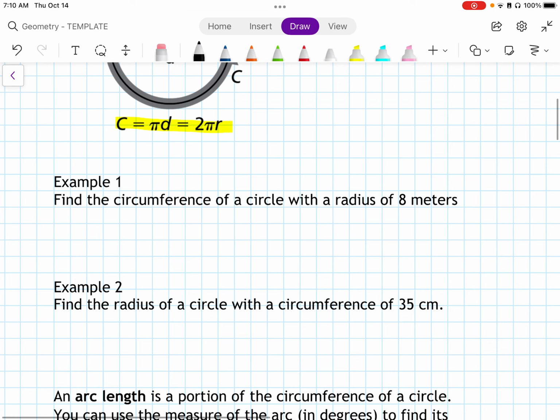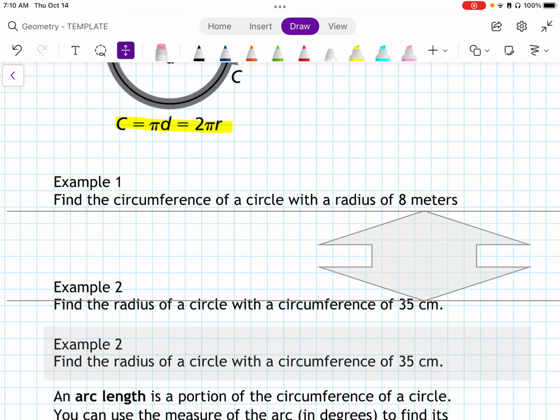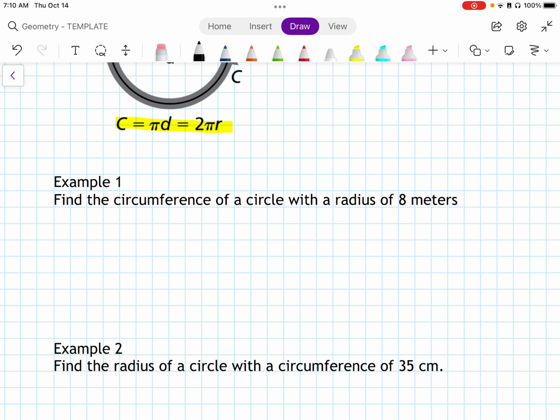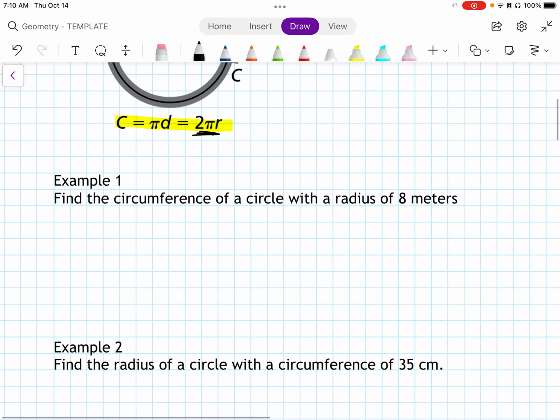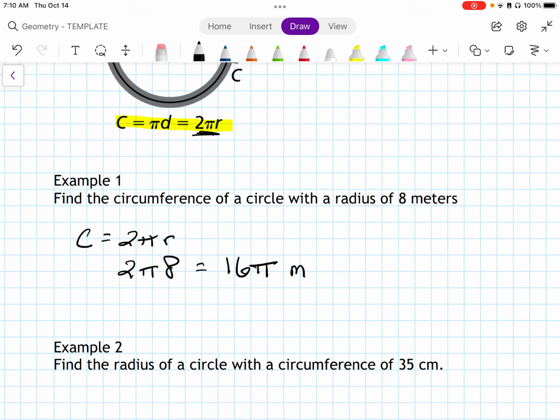Example 1, find the circumference of a circle with a radius of 8 meters. Well, I'm going to use this formula right up there. So I'm going to have the circumference is equal to 2 pi r, which is 2 pi 8, which is 16 pi. And I'm going to leave it as 16 pi because that's the exact value. Sometimes that's called in terms of pi, right? We leave the pi there. So that would be 16 pi meters.